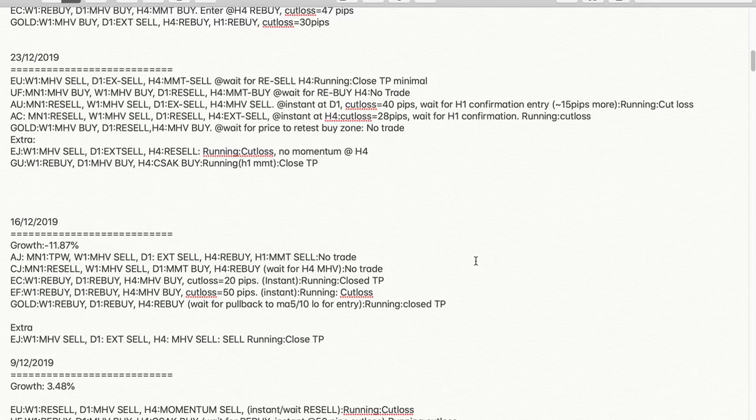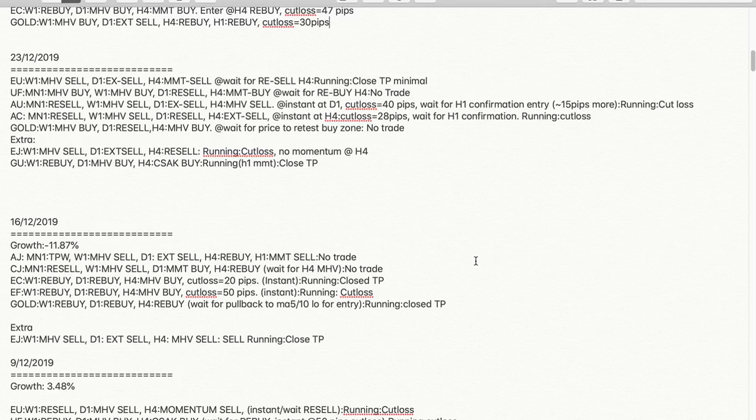For AUD USD, we did an instant entry on the trade, but we cut loss. The next trade we have was AUD CAD. We also did an instant entry and we also cut loss on this trade. For gold, the gold was rallying last week. We were waiting for the retest on the buy zone. However, there is no retest on H4, so we cannot enter the trade. And if you see the gold chart today, it's going up really high.